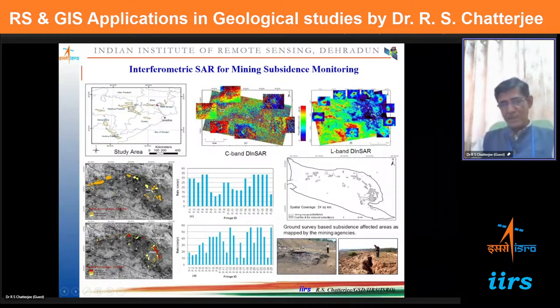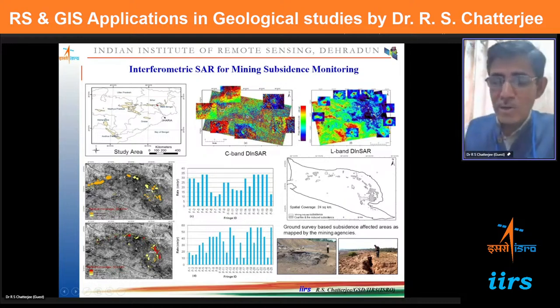And the ground-based survey technique is what is used by Bharat Coking Coal Limited in the Jharia coalfield, but that is on a large scale for a particular mine or a group of mines, which is known as the area. These ground-based survey techniques mapped the subsiding areas by Bharat Coking Coal Limited.